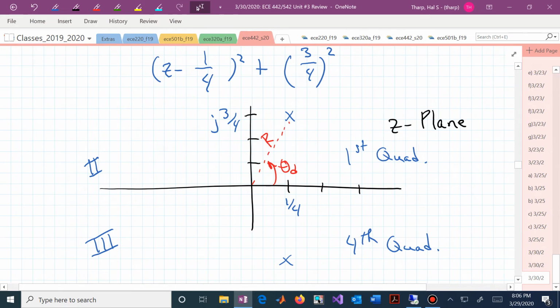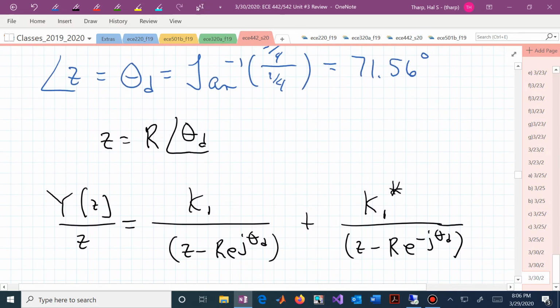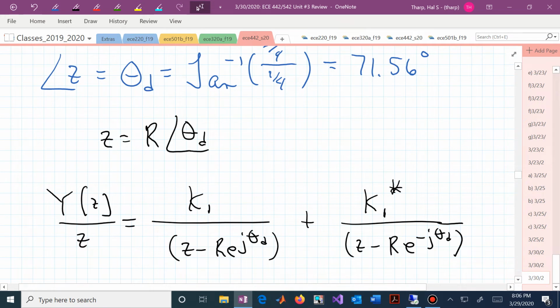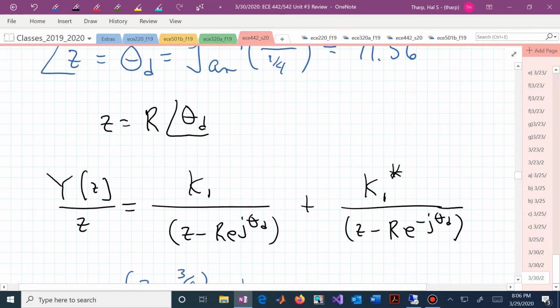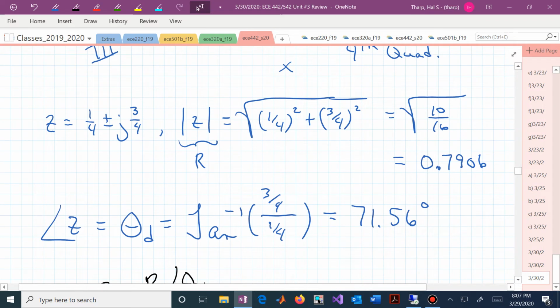You have one in the first quadrant and one in the fourth quadrant. You have distinct poles. You can now use the cover-up method and find K1 and its conjugate. You really just need to find K1. The other partial fraction expansion coefficient is the conjugate of that. You can now solve for K1 and determine what little y of n needs to be, but K1 can now be found from the cover-up method.